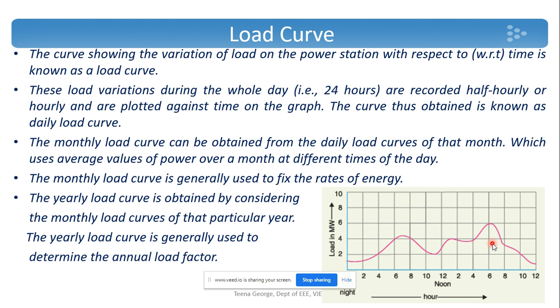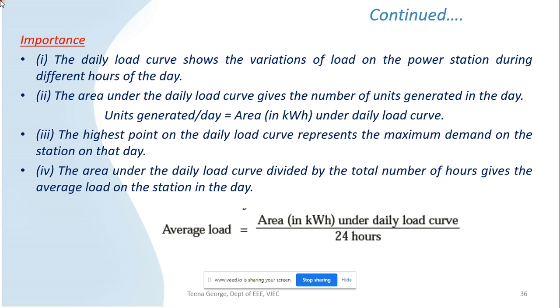And the average load on the system is obtained from the area under the load curve divided by the time. So the importance of the load curve is that the daily load curve shows the variation of load on a power station during different hours of the day. And the area under the load curve gives the number of units generated in a day. Units generated per day equal the area under the load curve.